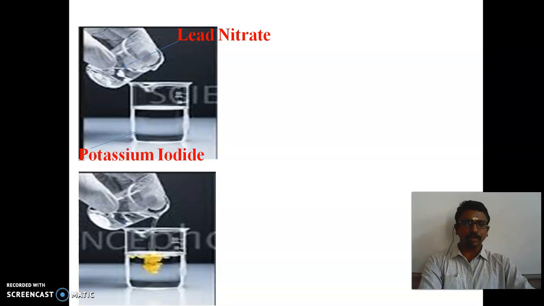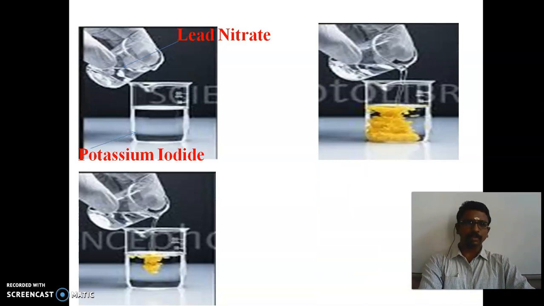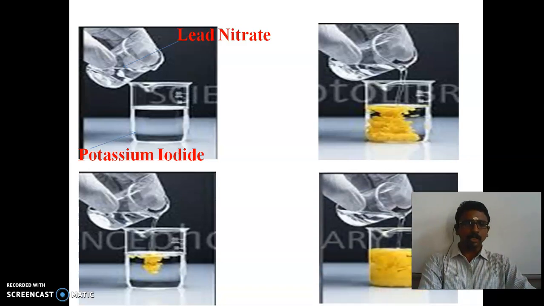When we mix the lead nitrate with potassium iodide, what forms here? Yellow coloration forms. We can see the yellow color, and finally a yellow precipitate is obtained. In this reaction, lead nitrate and potassium iodide react, and the products formed are lead iodide and potassium nitrate.